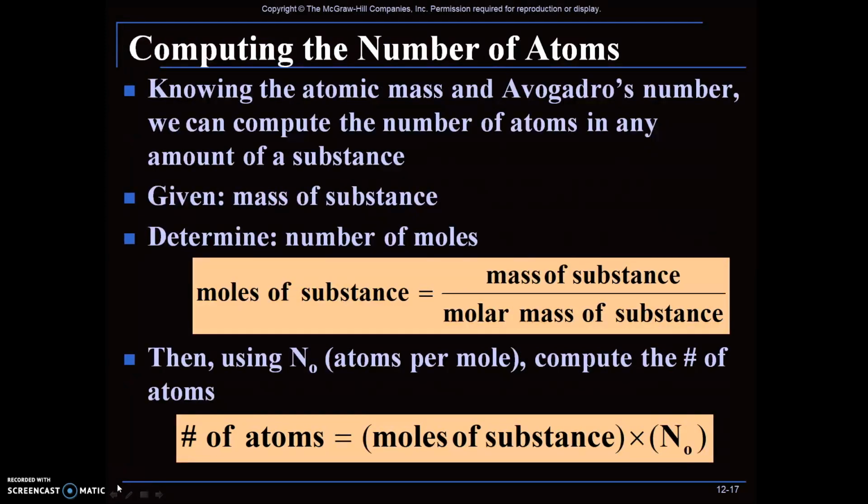Computing the number of atoms. Knowing the atomic mass and the Avogadro number, we can compute the number of atoms in any amount of a substance. Given a mass of a substance, you can determine the number of moles: number of moles is equal to the mass of the substance divided by the molar mass of the substance. Then, using this N0, we can compute the number of atoms. So the number of atoms is the moles of the substance times N0.